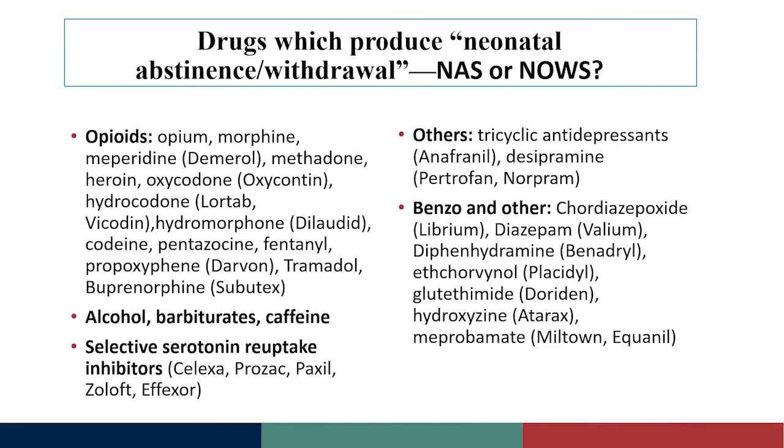The drugs which produce neonatal withdrawal or neonatal abstinence are usually the opioids, but babies can have NAS if they are withdrawing from alcohol, barbiturates, or caffeine. The other drug that is commonly resulting in NAS is the selective serotonin reuptake inhibitors. We call them SSRI. That means Prozac, Paxil, Celexa, Zoloft. And then we have the other tricyclic antidepressants and also benzodiazepines like Valium and drugs like Benadryl, Atarax, Miltown, Equanil. They can also be associated with neonatal abstinence syndrome.